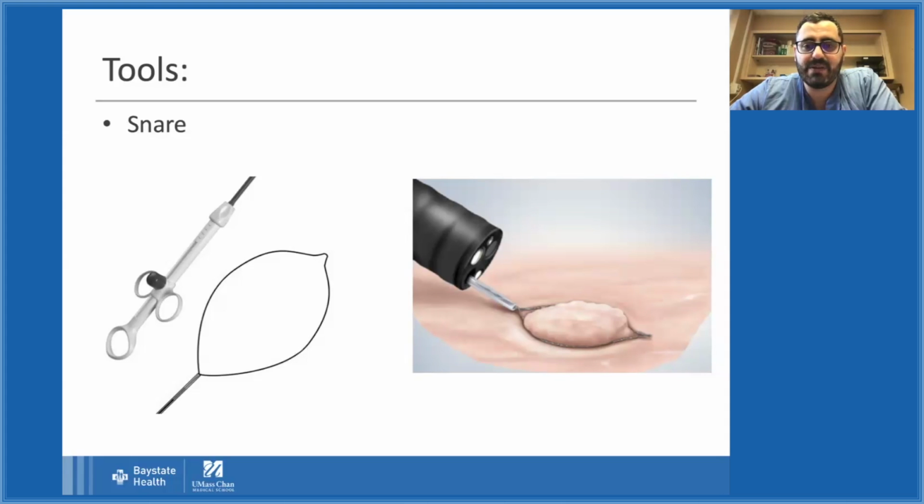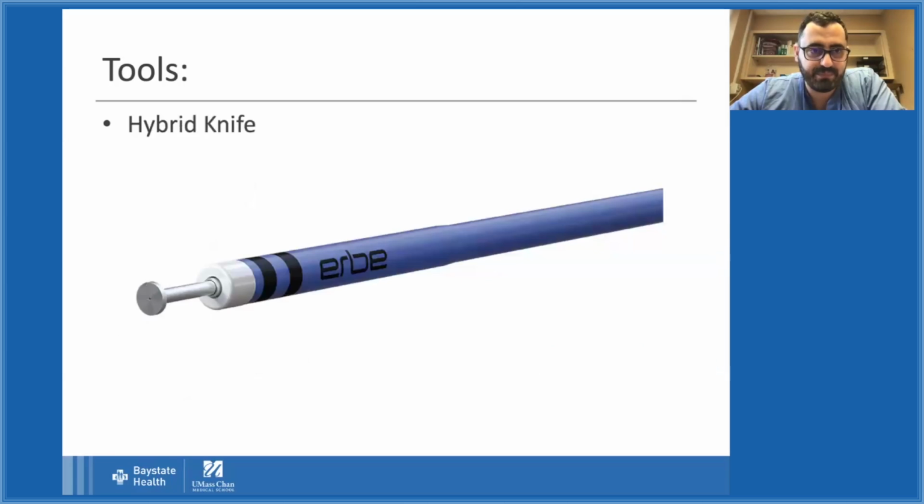We call it hot snare because there's heat in it. And the heat will help cut the polyp. If the polyp is really big, it can also help burn the blood vessels so the patient does not bleed while we're cutting the polyp.